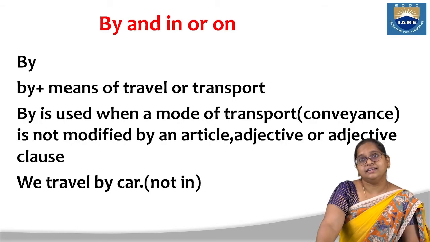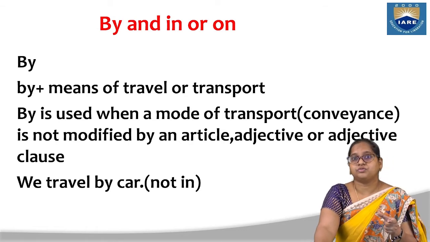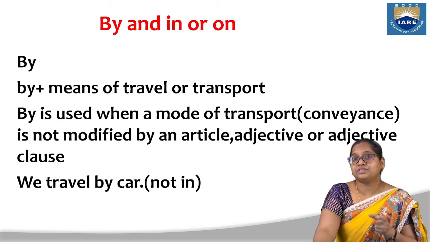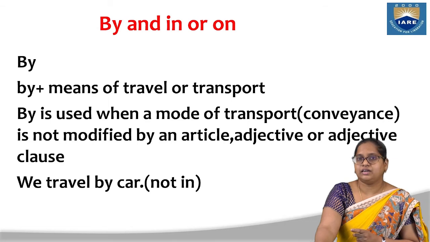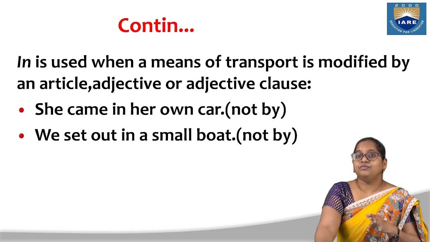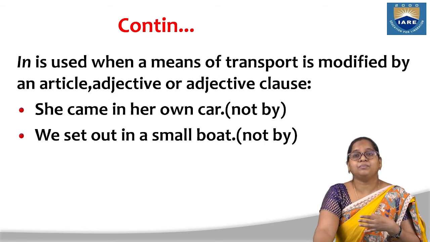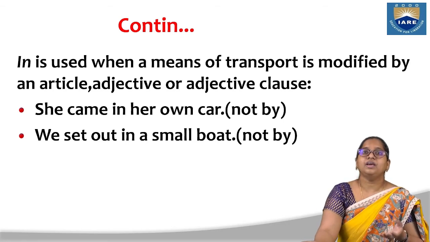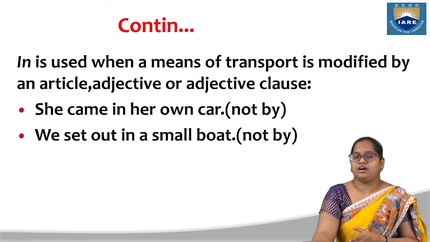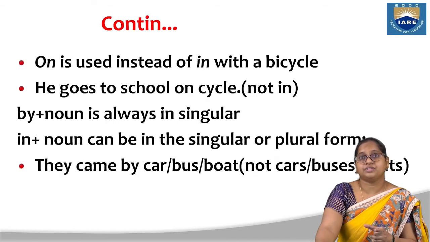And by and in or on. As we have already discussed, means of travel or transport, you can use by. We travel by car. We don't say in car. And we use in when the noun is modified by an article or adjective. For example, she came in her own car. You don't say by in her own car. We say we set out in a small boat. Adjective is used, so in that context, you use in.